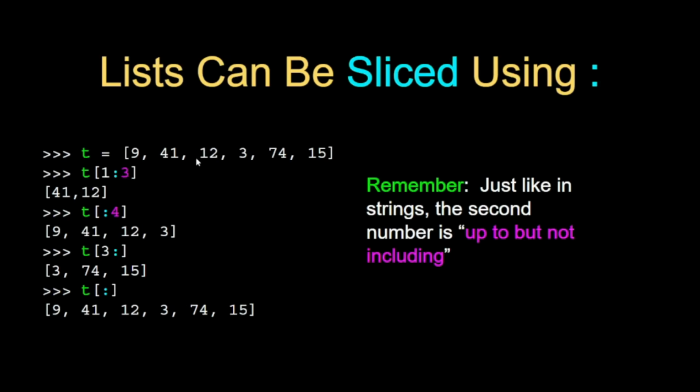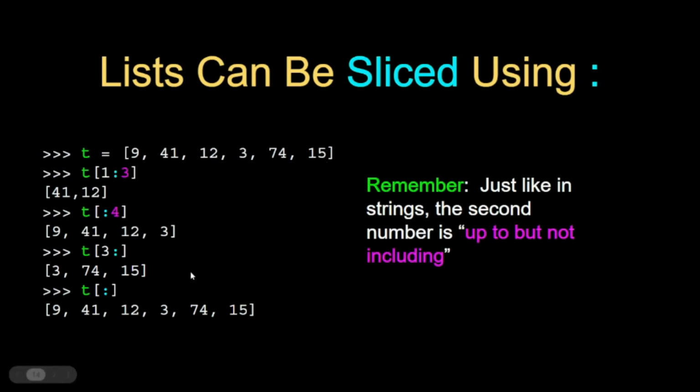And if I want to access T of colon 4, that means we access the first 4 elements, which are 9, 41, 12 and 3. Now what if I have to access the last 3 elements? We can do that with T of minus 3 colon, a kind of slicing which accesses only the last 3 elements. T of minus 2 colon means the last 2 elements. T of minus 1 colon means the last one element that we slice from the list.